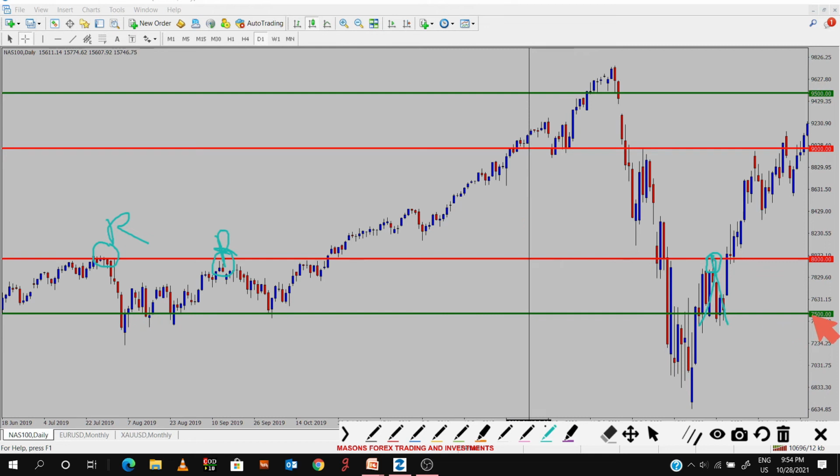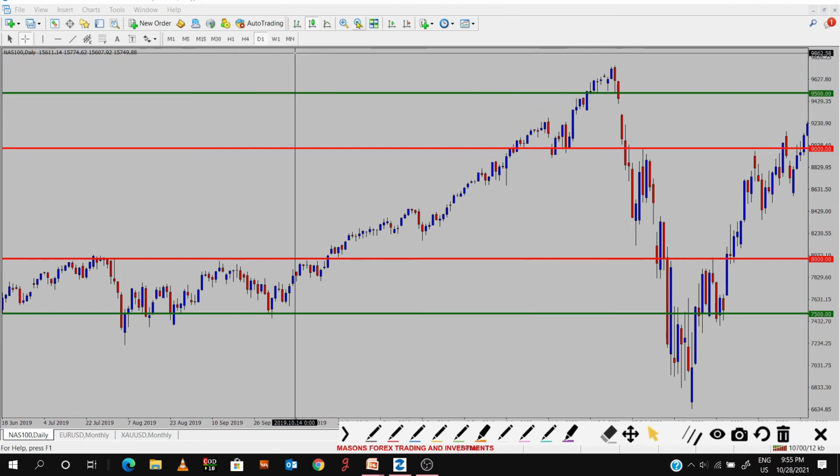Let's look at the 7,500 level. We have support right here. You can see price pushes into this level and moves higher. Price pushes into this level and moves higher. It's called support. And in this congested area, we also have multiple support levels.